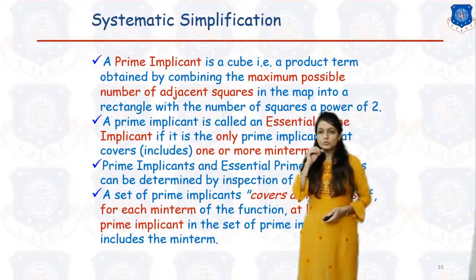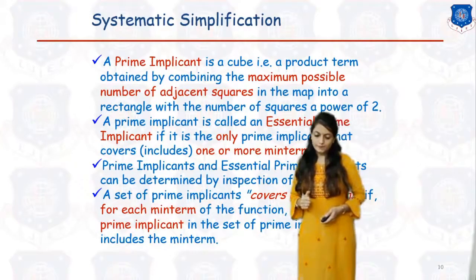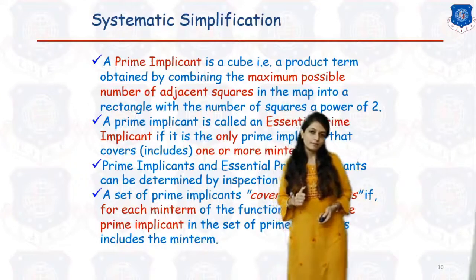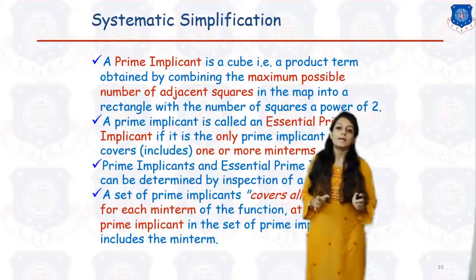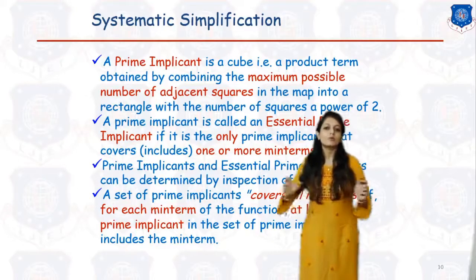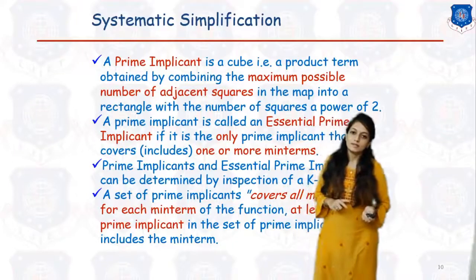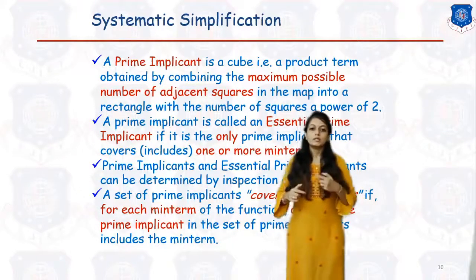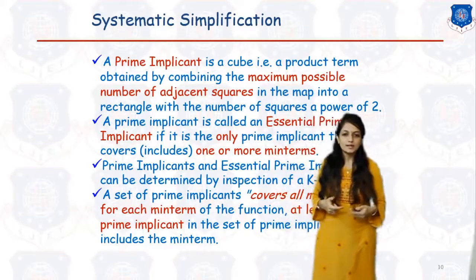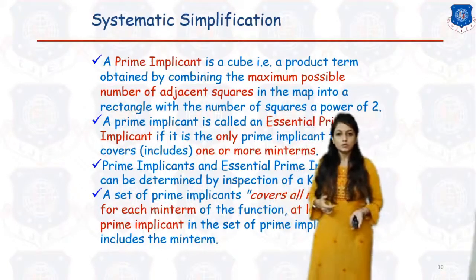So if you want to do a systematic simplification, we require a prime implicant. It is a cube, that is a product term obtained by combining the maximum possible number of adjacent squares in the map into a rectangle. The number of squares is a power of 2.